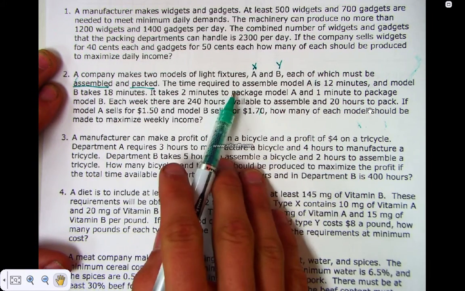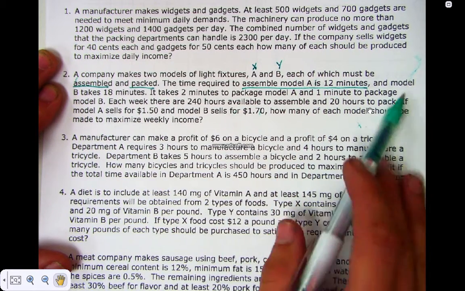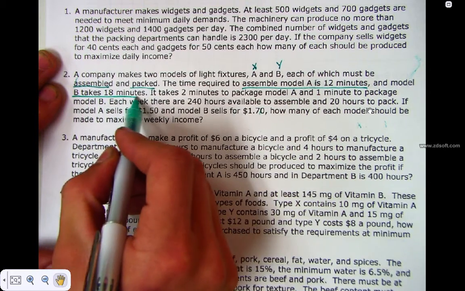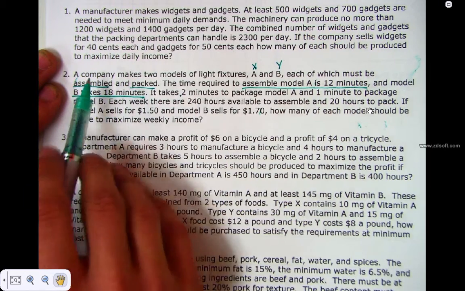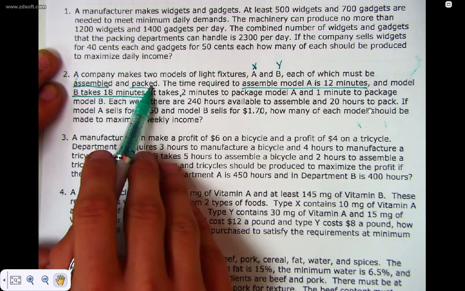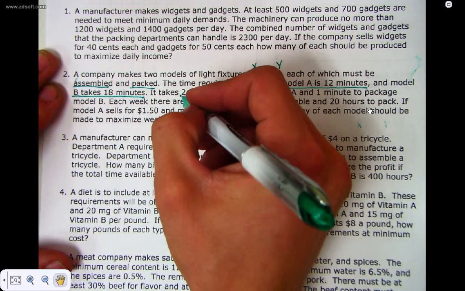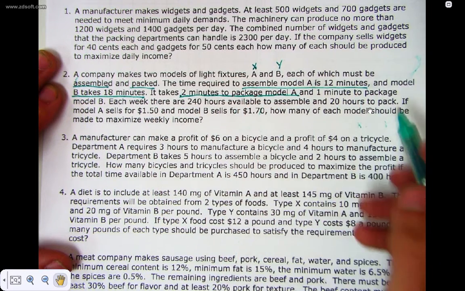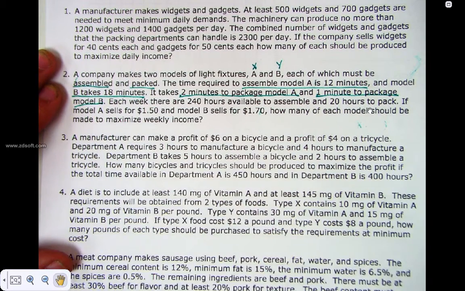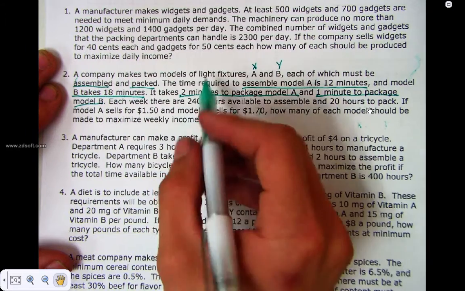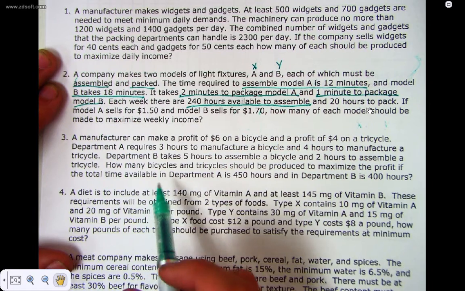The time required to assemble model A: it takes 12 minutes to assemble model A, and it takes 18 minutes to assemble model B. So remember, we're talking about assembling, and we're also talking about packing. So here are the assembling times. Now it takes 2 minutes to pack model A, and it takes 1 minute to pack model B. Each week, there are 240 hours available to assemble. That's hugely important.